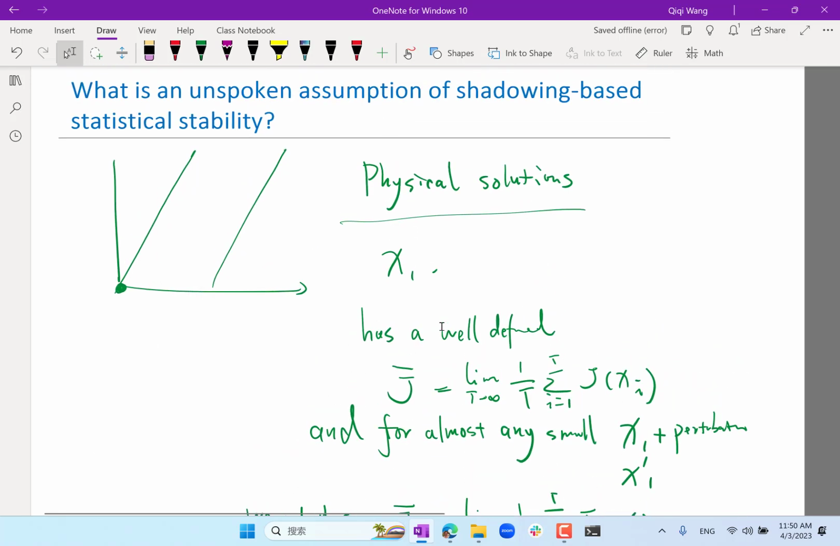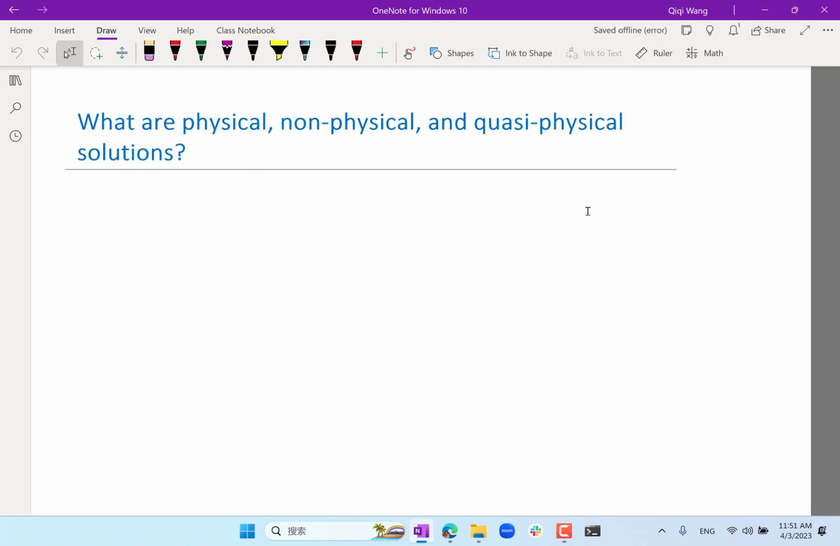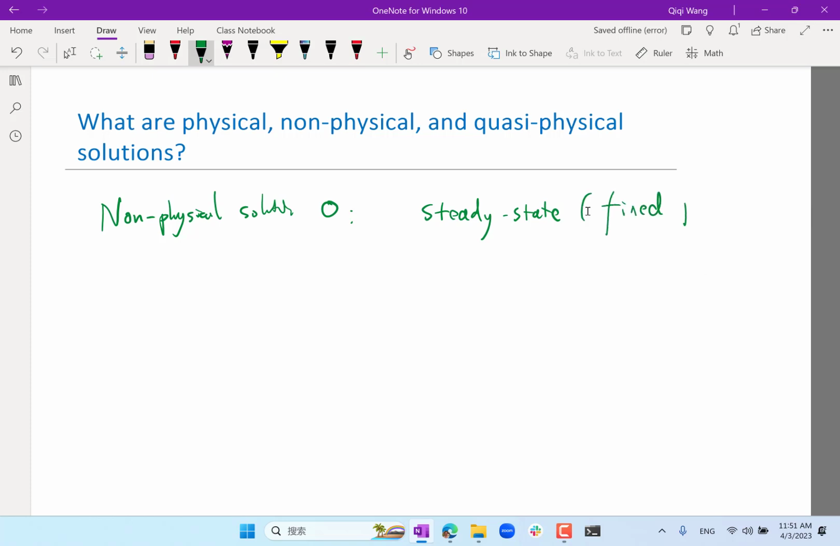Okay, so now we know that there are physical solutions and non-physical solutions. Let's think about the types of non-physical solutions. We have just looked at one non-physical solution. Type 0 is a steady state, just like the 0 point. But in a chaotic system, a steady state is always an unstable steady state. If you perturb it, you are not going to stay fixed at that point. It's a fixed point, an unstable fixed point.